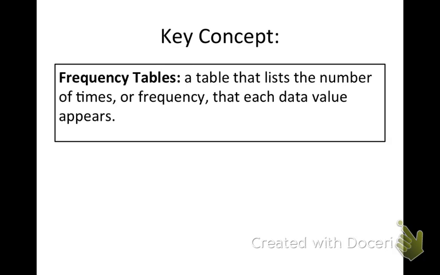And sometimes you can use frequency tables to come up with your measures of central tendency a little bit easier. It's just a way to organize your information. So if we were to create a frequency table, then use that frequency table to find the mean, median, and mode, it might make it a little bit easier on ourselves. A frequency table is a table that lists the number of times, or frequency, that each data value appears.